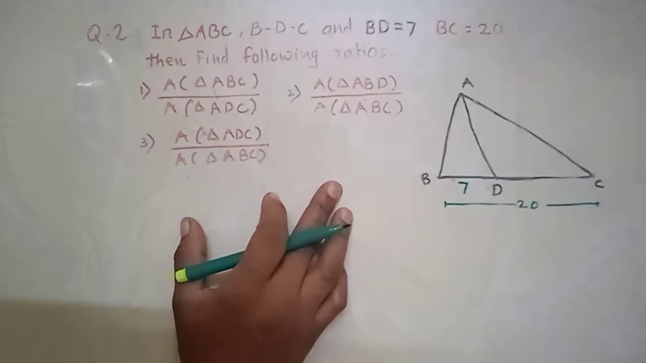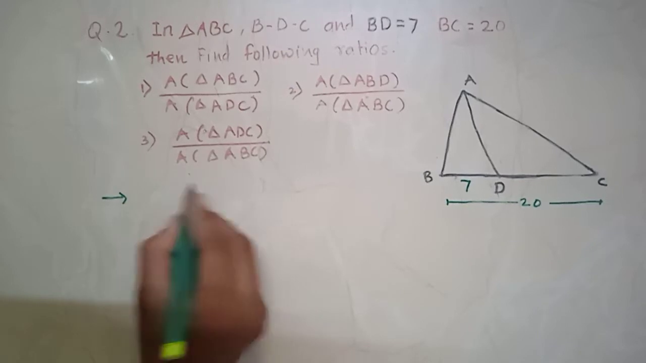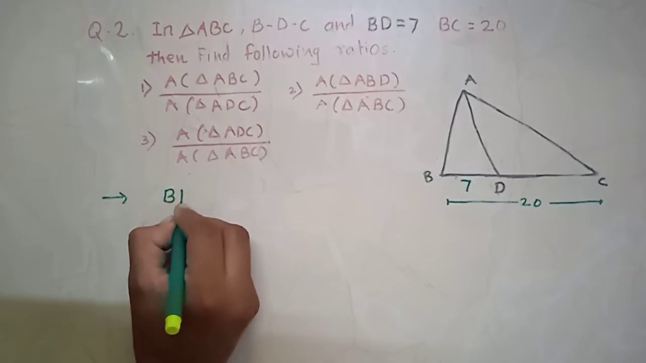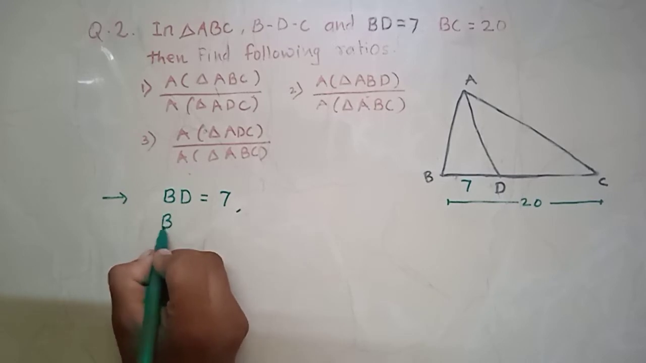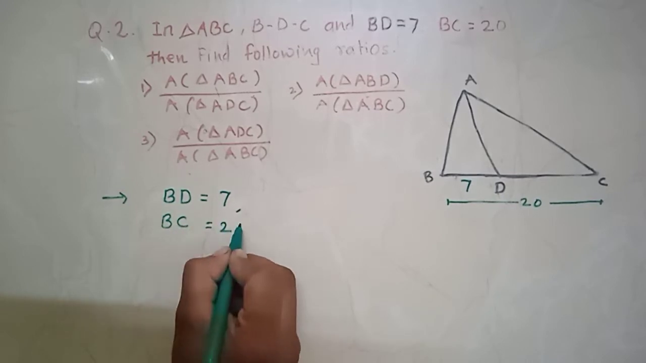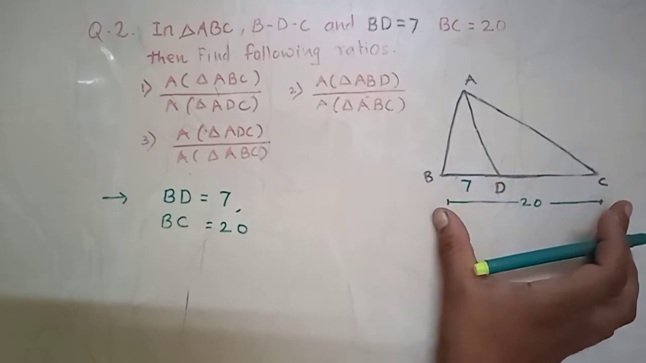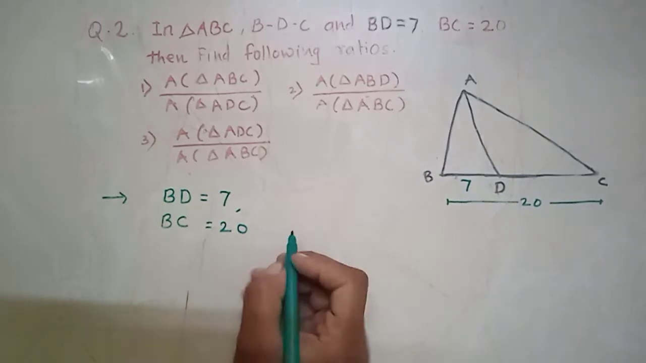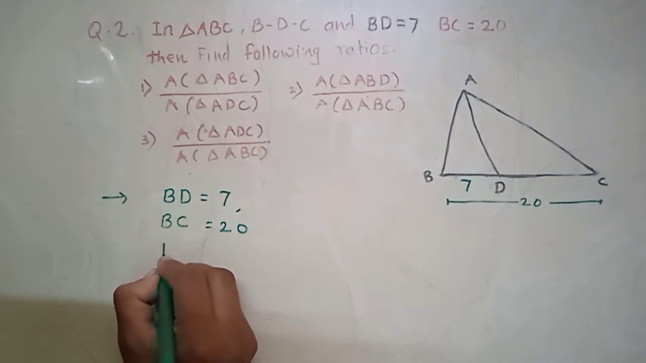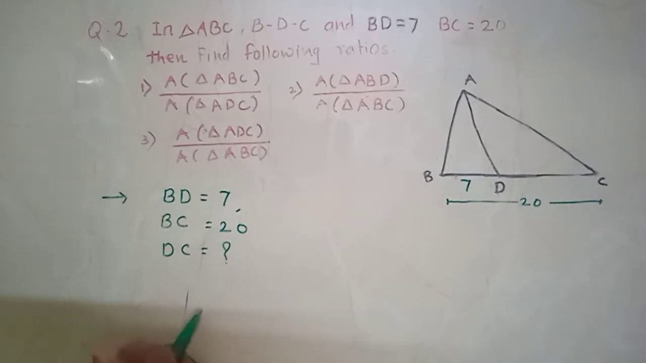So first we can say, given, consider the given thing. We know that BD is equal to 7, right? And BC is equal to 20. This is a length of 7 and this is 20. So from this information we can find DC. We have to find the value of DC.